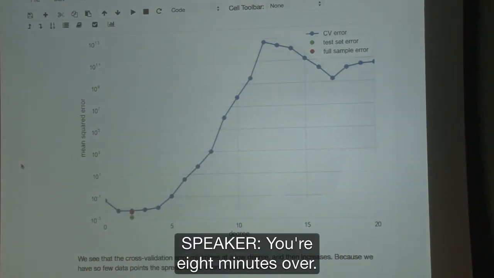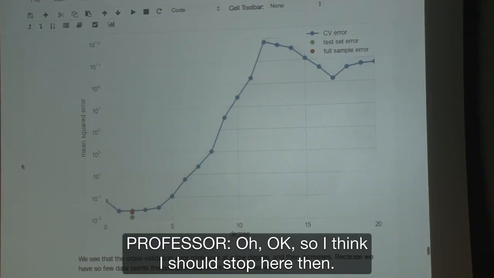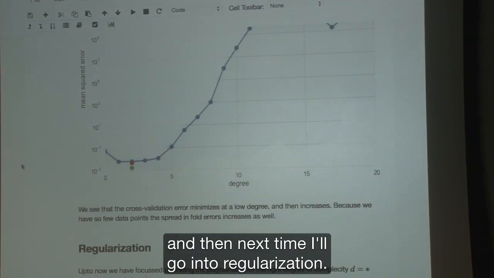How much time do I have? 8 minutes over. Oh, OK. So I think I should stop here then. All right. So I'll stop out here, and then next time I'll go into regularization.